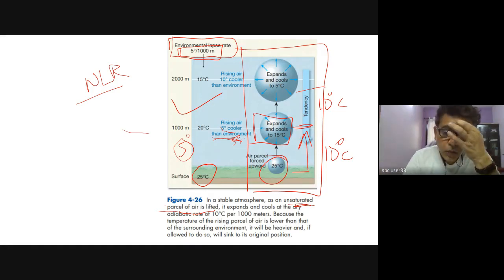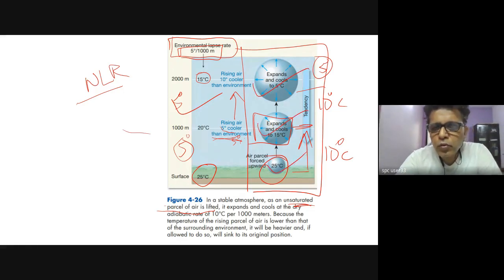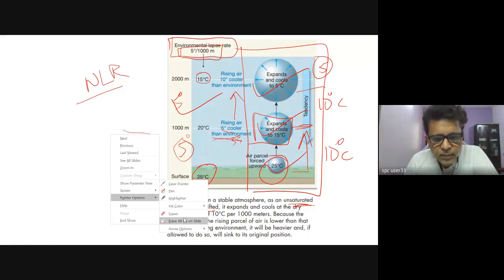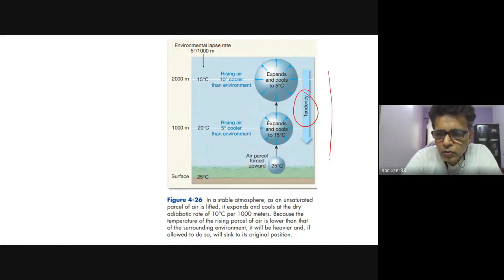Now, when this goes further up, the environment continues to cool at its lapse rate. So from 20, it comes to 15, and from 15 it goes to 5. Now this side is cooler, and this side is warmer. Any cool substance is obviously going to be heavier. As a consequence, there is a tendency to come down. Because the temperature of the rising air parcel is lower than that of the surrounding environment, it will be heavier. And if allowed to do so, it will sink down to its original position.